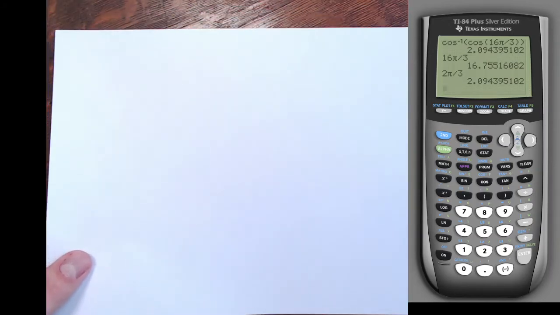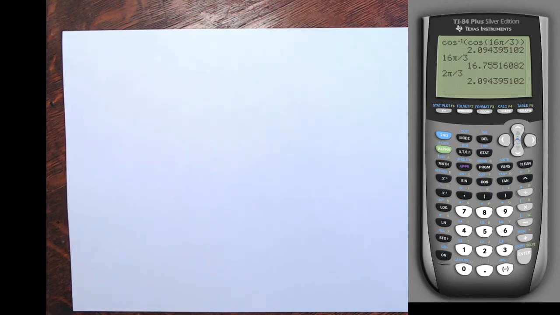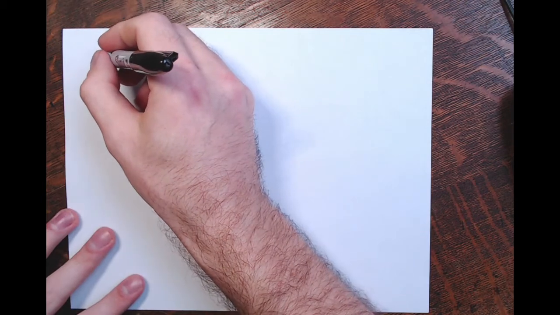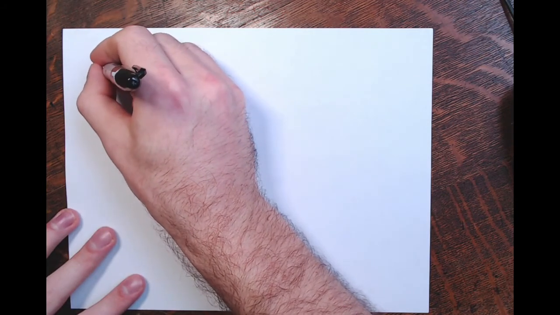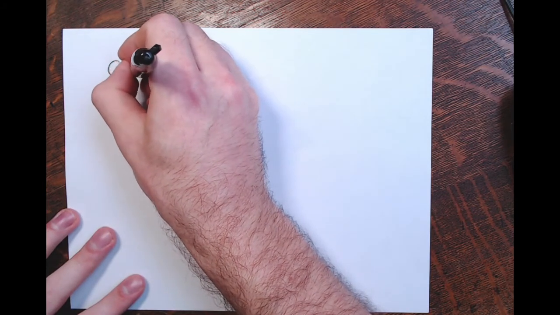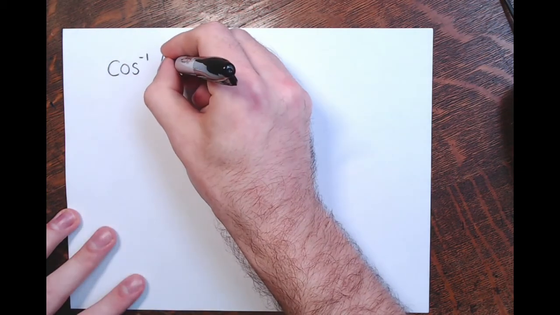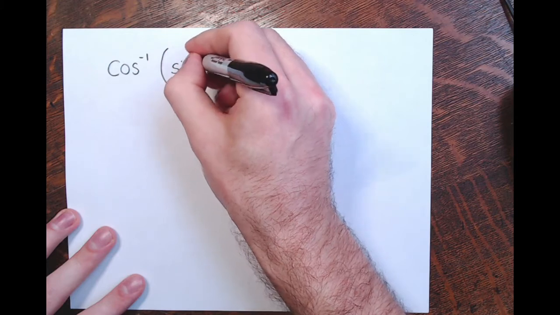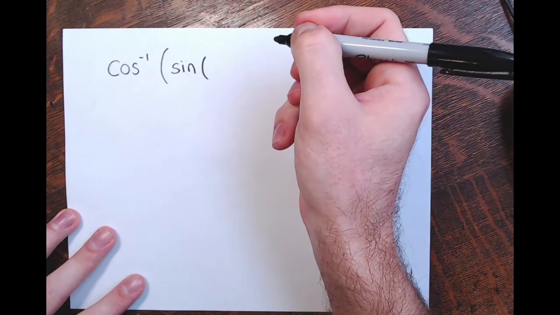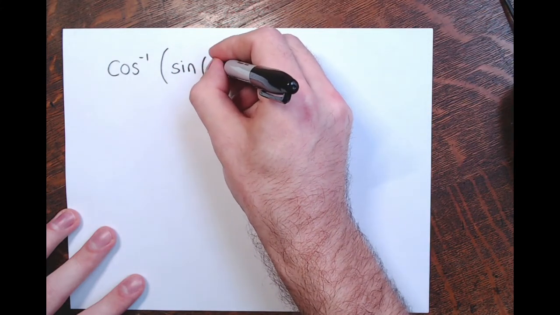So this time, the value of a is negative 13 pi over 4 radians. And we're asked to find the inverse cosine of, and then inside it, the sine of a, where a is negative 13 pi over 4.